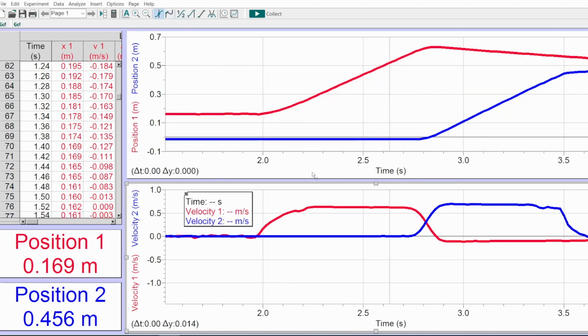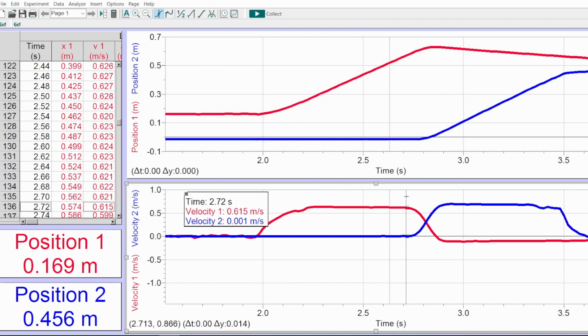So if we look at this section of data, just before the collision, our velocity is 0.615 meters per second. After the collision, Cart 1's velocity is negative 0.111 meters per second, and Cart 2 has a velocity of 0.69 meters per second. So let's try another run for that.